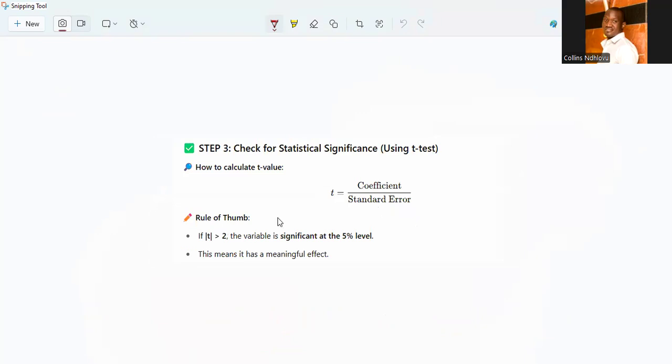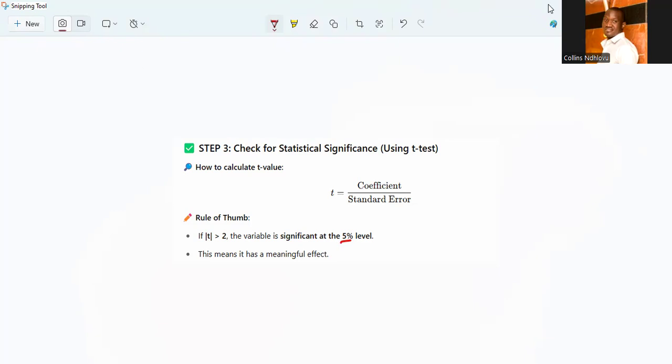So we use the rule of thumb. If the t value is greater than 2, it means that the variable is significant at 5%. It means there's an effect. If it's more than 2 at 5%, it means that the value is significant. When we have an absolute value, we're going to ignore whether it's negative or positive. So let me help you understand how we interpret the significance of the values.